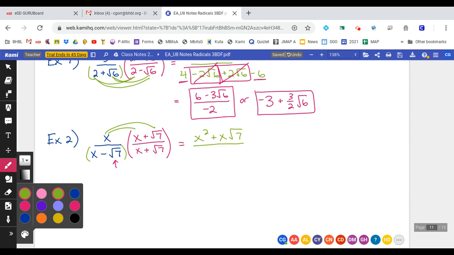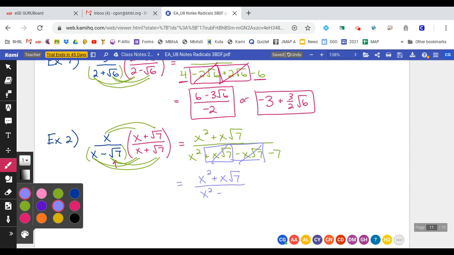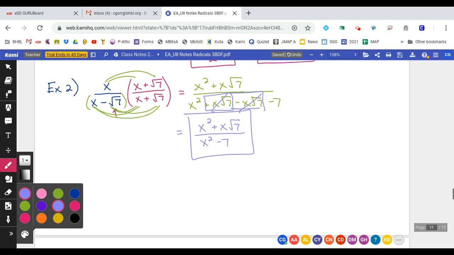Now we're going to double distribute. So I have an x squared, then plus an x radical 7 minus an x radical 7 minus a 7. Okay, so again, middle terms here cancel. So now my answer is x squared plus x radical 7 over x squared minus 7. Can't simplify that, so I'm just going to leave it alone. We're all done with that.